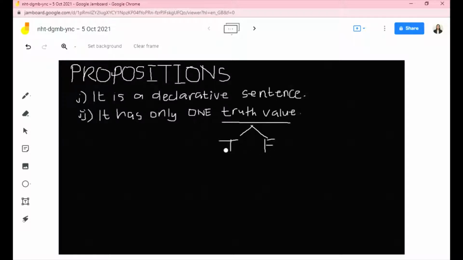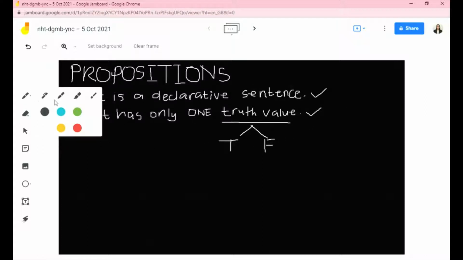Now, for a sentence to be considered a proposition, it should contain these two conditions. The first condition should be satisfied, and the second condition should be satisfied also. If the first condition is satisfied but the second condition is not satisfied, then it is not called a proposition. The two conditions should be satisfied.